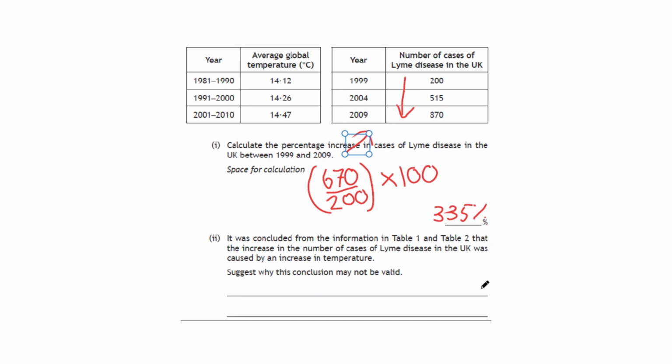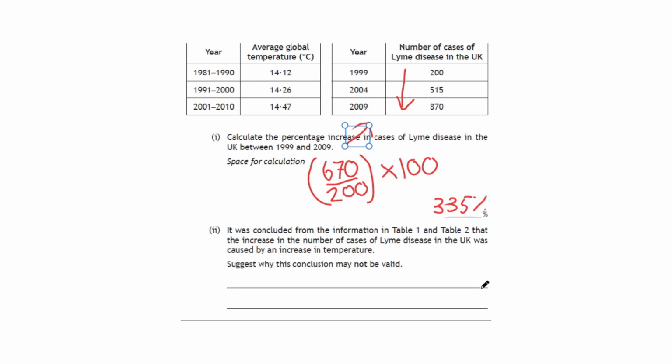Part 2: it was concluded from the information in Table 1 and Table 2 that the increase in the number of cases of Lyme disease in the UK was caused by an increase in temperature. Suggest why this conclusion might not be valid. So they're really asking you to use both tables here. You can see the number of cases has gone up, and you can see that the global temperature has gone up, but we're not really comparing like with like here. So that would be one potential answer.